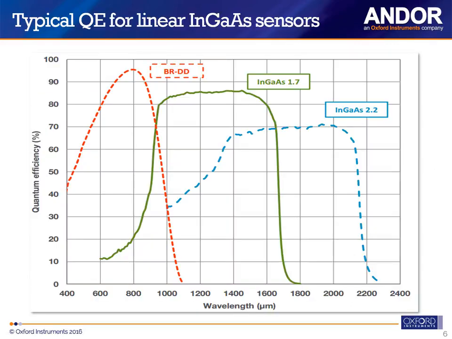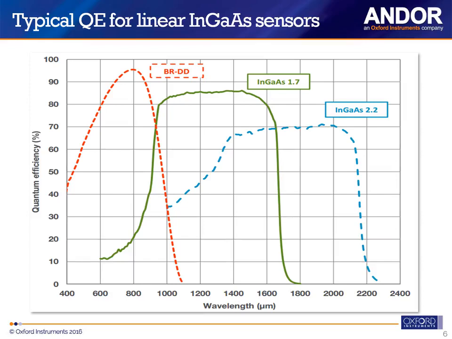So let's start with the quantum efficiency. Here's an example of plots of different quantum efficiencies for different type of detectors. The one on the right hand side, the BRDD or back illuminated deep depletion, is a CCD. And CCDs have very good quantum efficiency in the visible, but not so much when it comes to infrared. So you can see silicon based detectors not being able to capture photons beyond 1.1 microns.